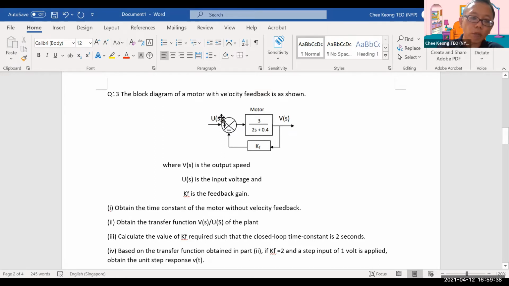Input unit voltage. Part 1 asks you to obtain the time constant of the motor without feedback. So what is the time constant of the motor without feedback? It means that there is no feedback here. So you delete away the Kf, and it is asking you what is your first order time constant. Now, first order time constant, what do we compare with? Now, let's go to the whiteboard for this case.